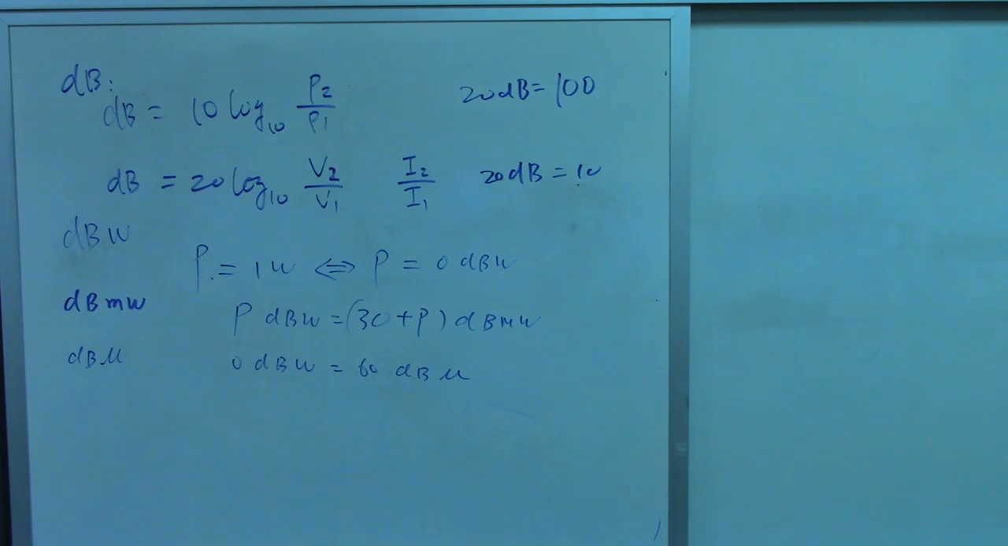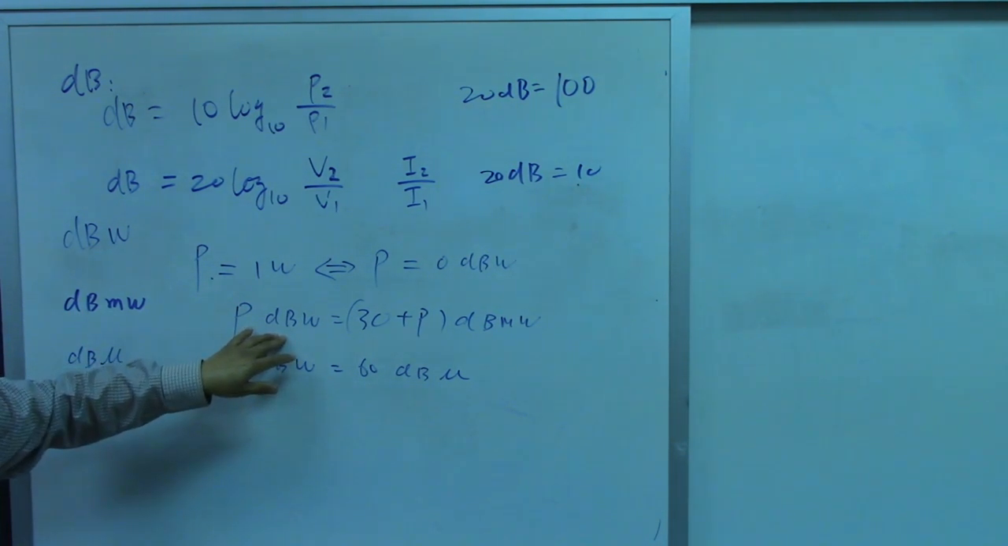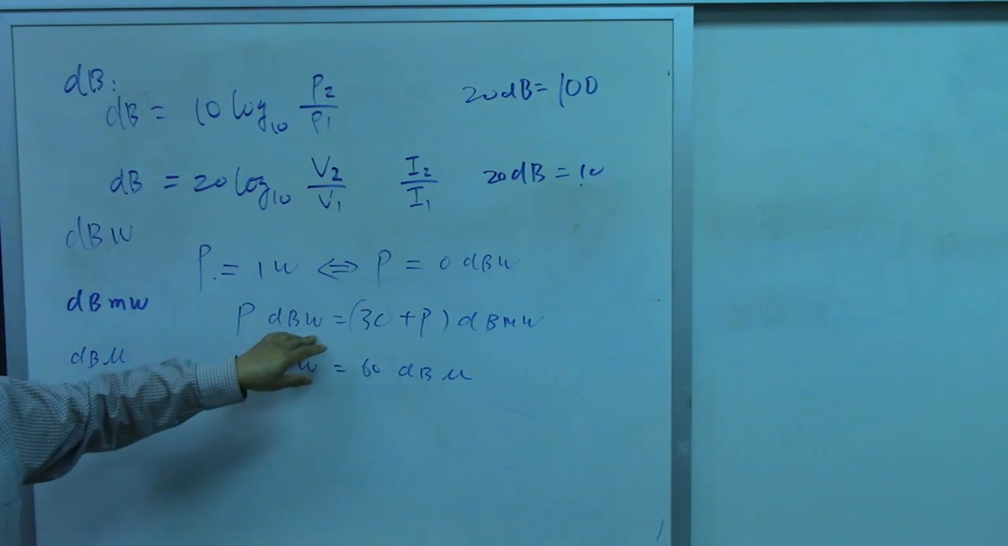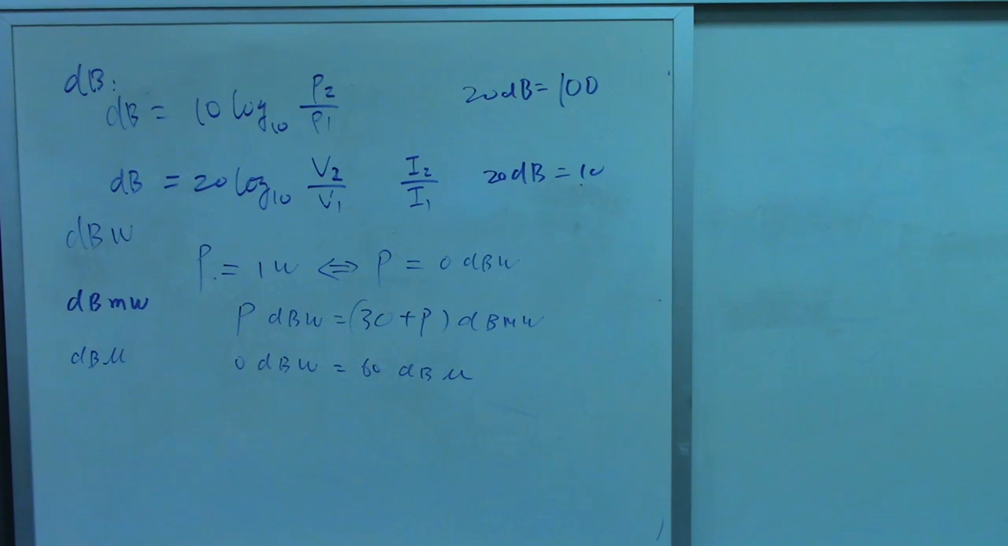So quickly, dB is a unit. dB watt is a power unit. And dB watt can be converted into some power. Okay, any question for this?